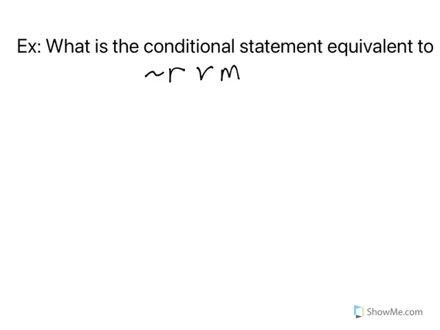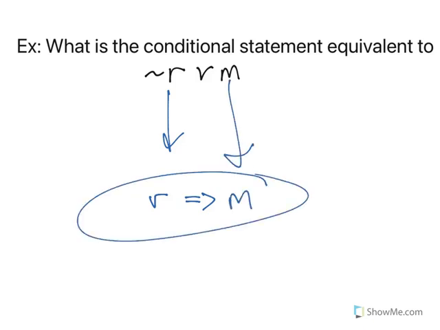So what is the conditional statement equivalent to not R or M? Okay, negate not R, that's R, change to a conditional, and the second piece stays the same. If R, then M.